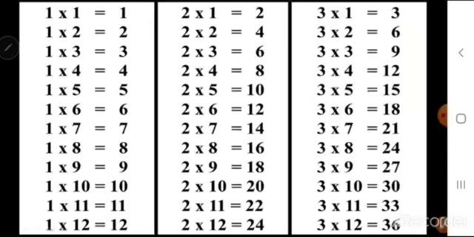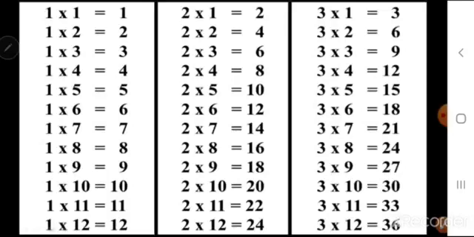1 ones are 1, 1 twos are 2, 1 threes are 3, 1 fours are 4, 1 fives are 5, 1 sixes are 6, 1 sevens are 7, 1 eights are 8, 1 nines are 9, 1 tens are 10, 1 elevens are 11, 1 twelves are 12.